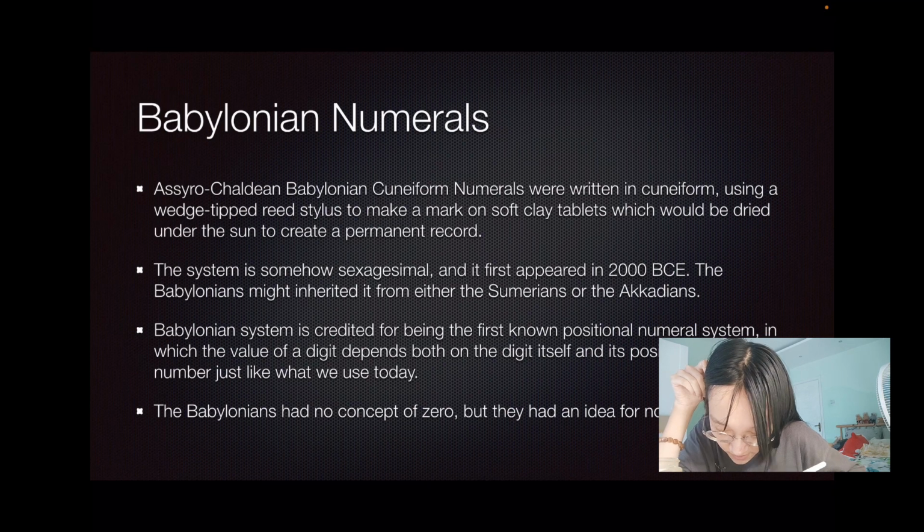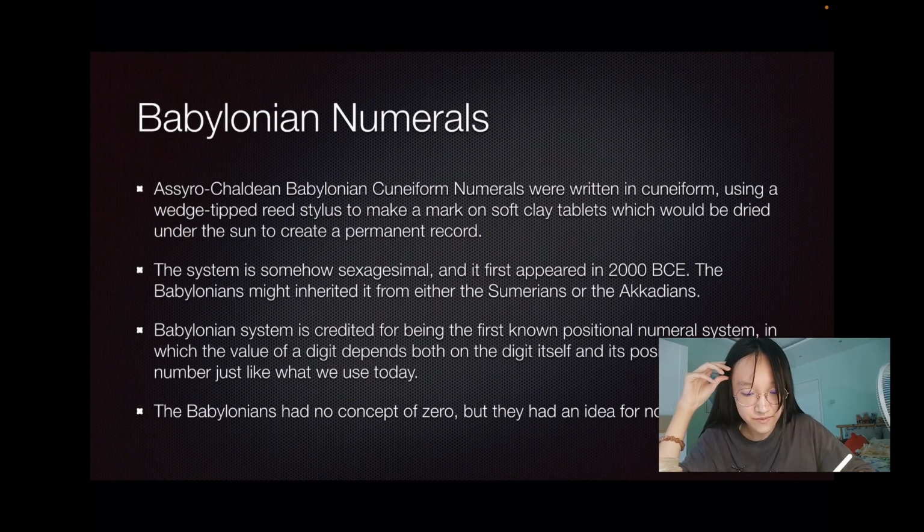So then later on, the Babylonian civilization came up, and they have their own unique numeral system. It's called Assyro-Chaldean Babylonian cuneiform numerals, which is super long. They were written in cuneiform, of course, using a wedge-tipped reed stylus to make a mark on the soft clay tablet, which would be dried under the sun to create a permanent record.